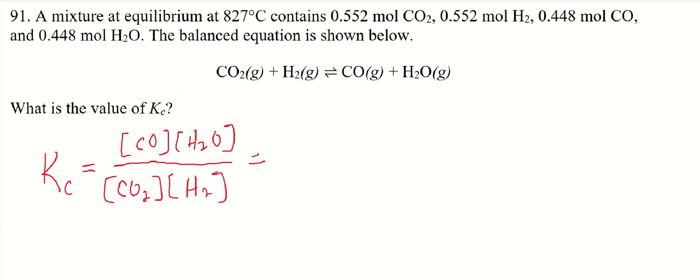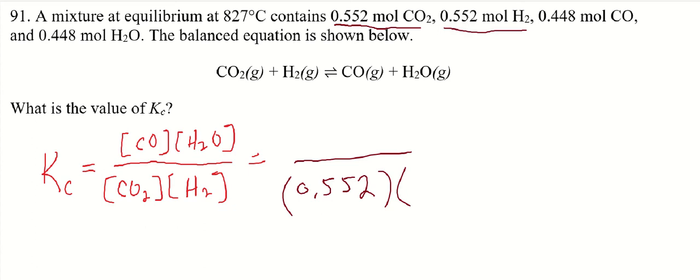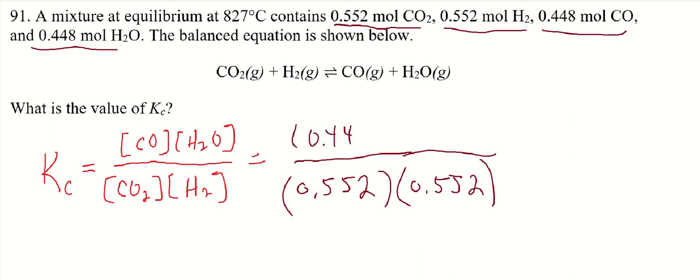hydrogen. Let's put these numbers in. 0.552 goes right there. That's carbon dioxide. So let's do that. 0.552, and then 0.552 of the other reactant. 0.448, 0.448.